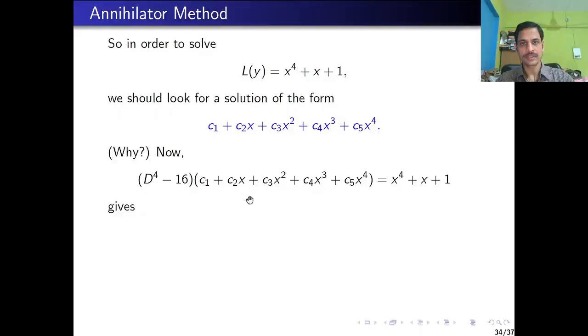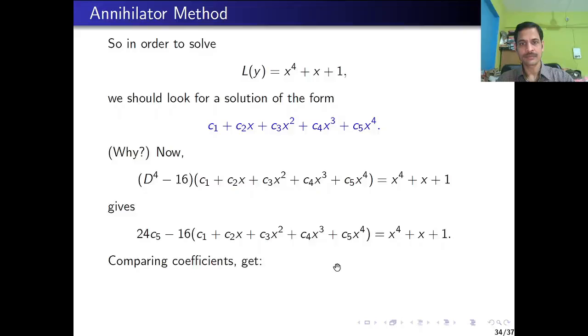So on substituting we get this. So we simplify. D4 acting on this, only the last term survives, and there we get 24 c5, and then 16 multiplied to this is this term. Now you compare the coefficients and we get the values of c1, c2, c3, c4 and c5.